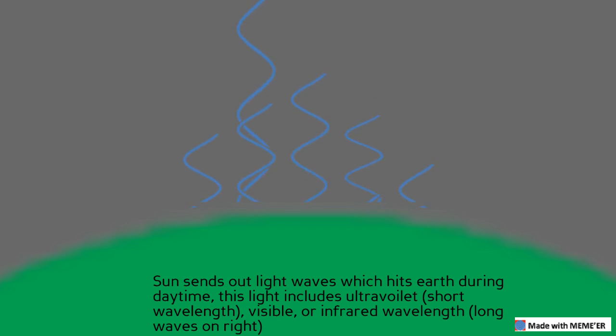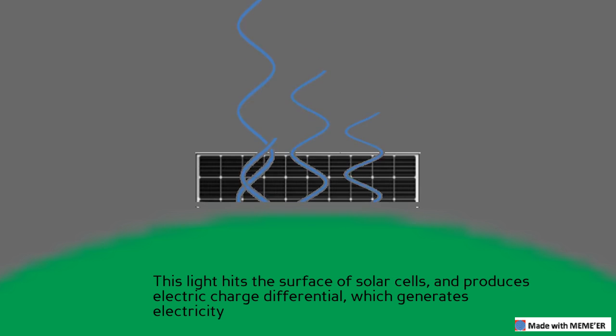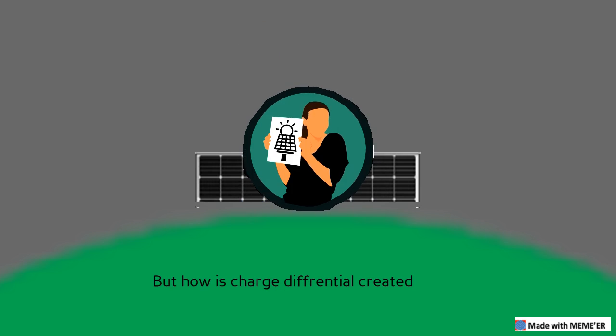The sun sends out light waves which hit the Earth during daytime. This light includes ultraviolet, short wavelength, visible, or infrared, long waves on the right. This light hits the surface of solar cells and produces electric charge differentials, which generate electricity.